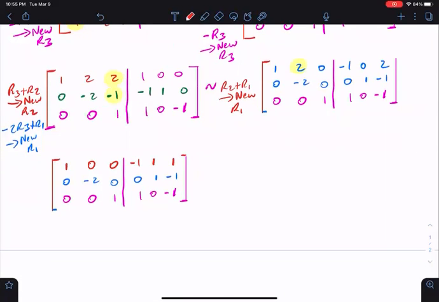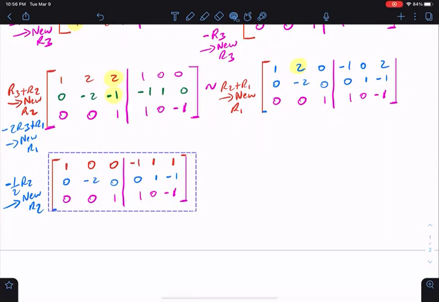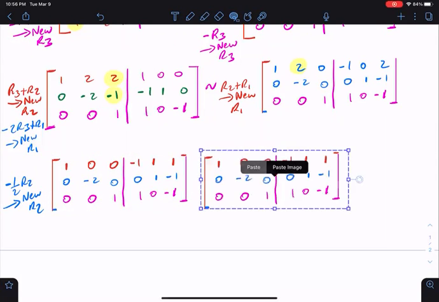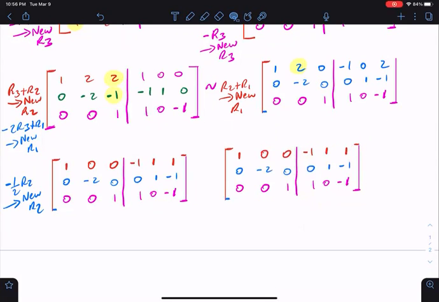So the only thing left to do is divide or multiply row 2 by negative 1/2, and that will give you the new row 2. And we're done after that, right? So I need to divide everything by 1/2. If you do that, negative 1/2 times 0 is 0, negative 1/2 times negative 2 is 1, negative 1/2 times 0 is 0, negative 1/2 times 0 is 0, negative 1/2 times 1 is negative 1/2, and negative 1/2 times negative 1 is positive 1/2.